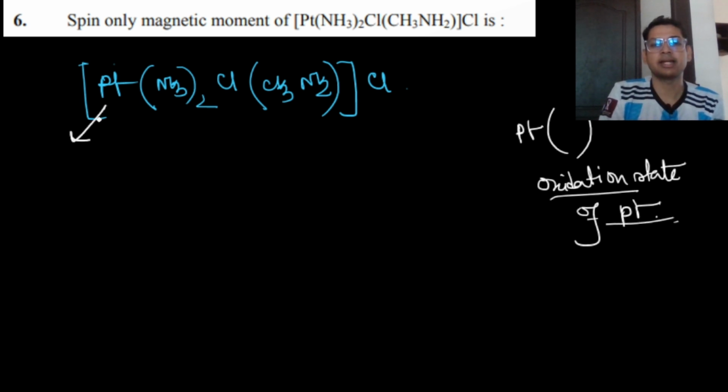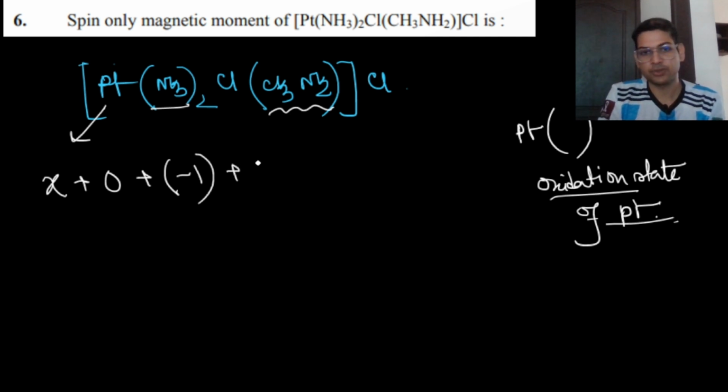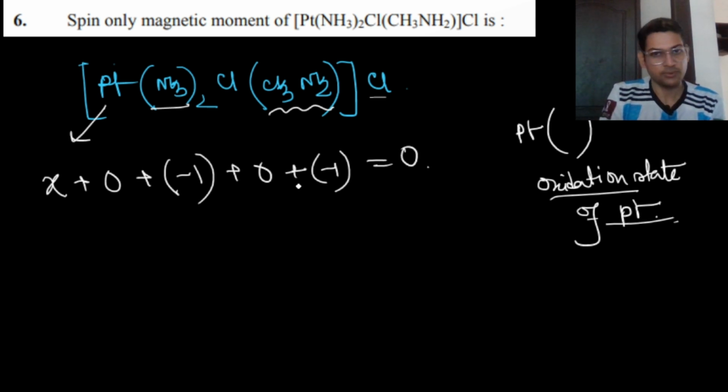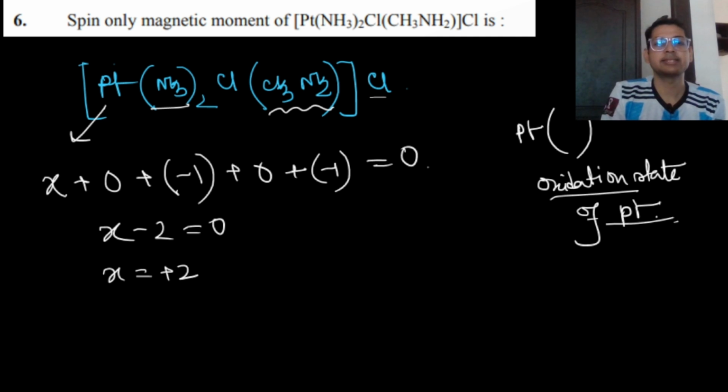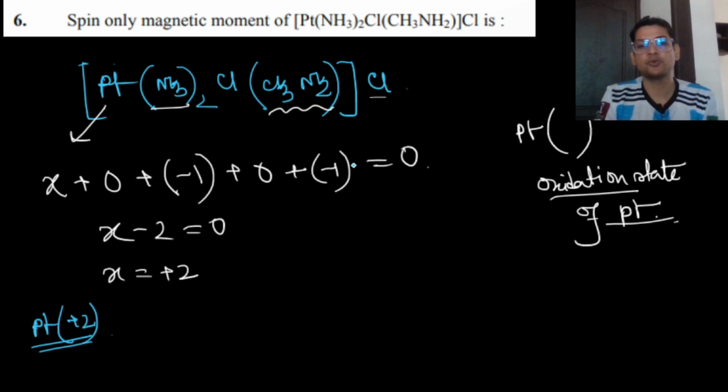So for that I will take Pt as X. Ammonia is neutral, so 0. Chlorine is -1. CH3NH2, organic, neutral, 0. Chlorine is -1, and overall the charge is 0. So X minus 2 equals 0, X equals +2. That means Pt is in +2 oxidation state.